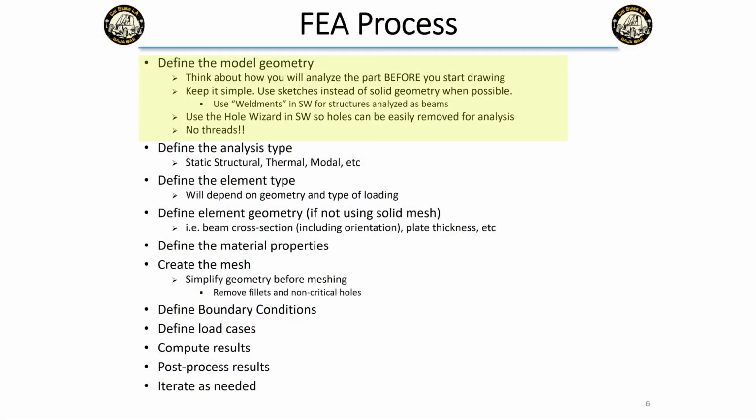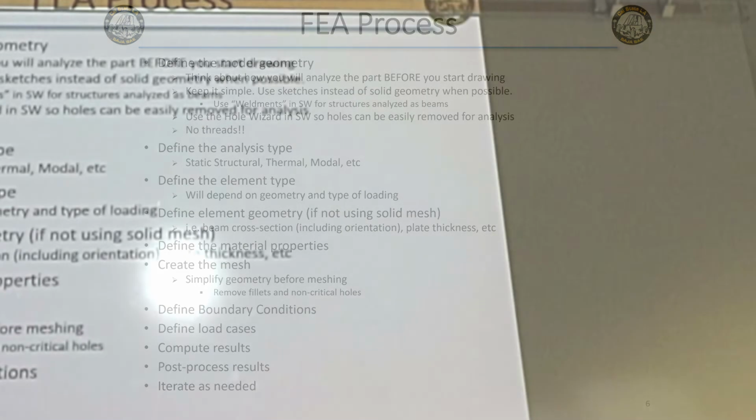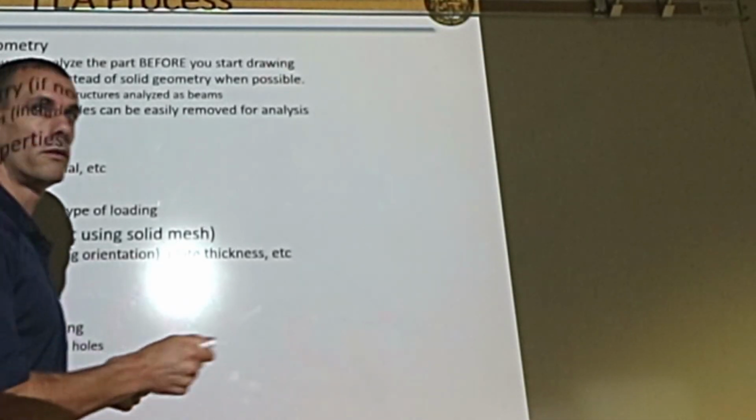Use like hole wizard instead of, if you have a part that you know has a hole in it, don't draw a sketch that has a square. You have the markers up here? Yeah, I don't know what's better to.